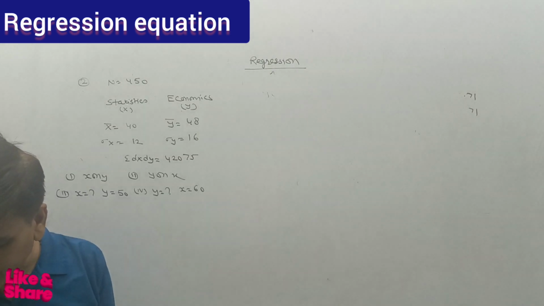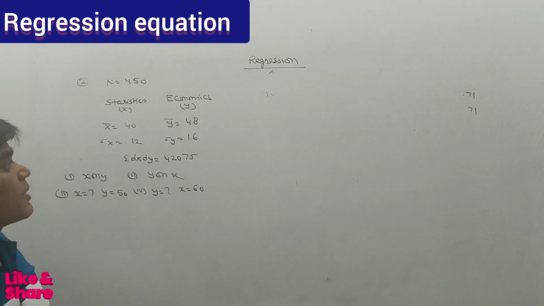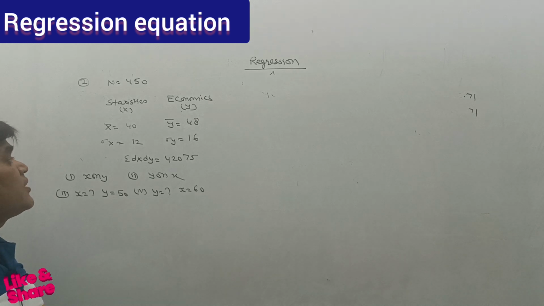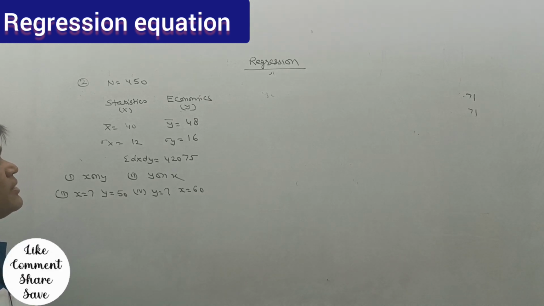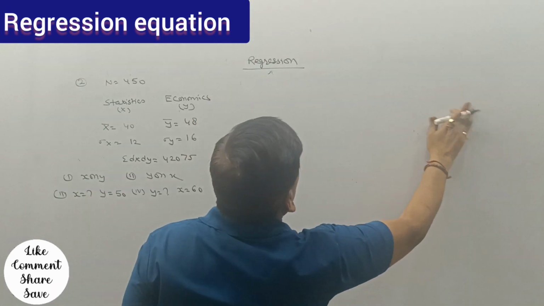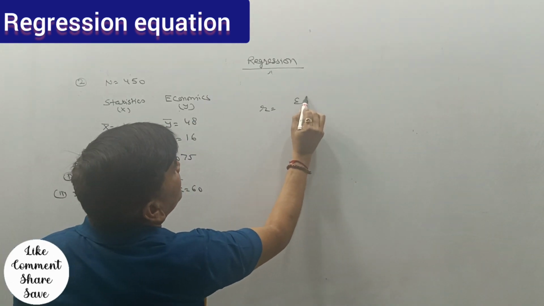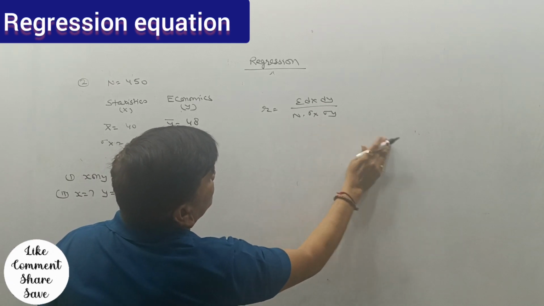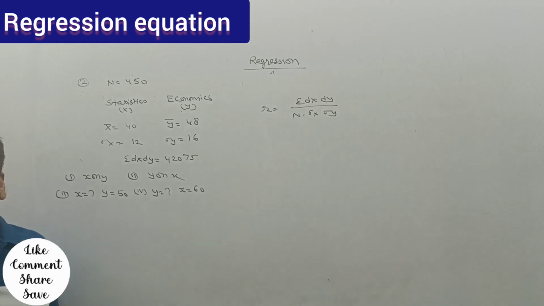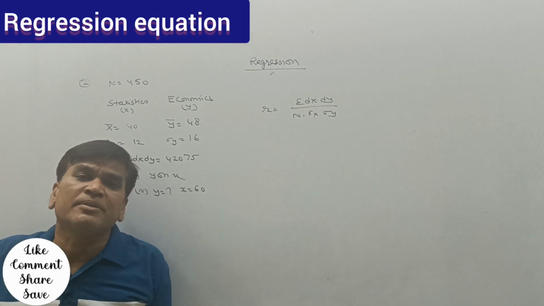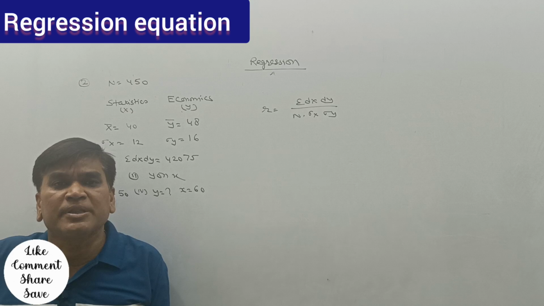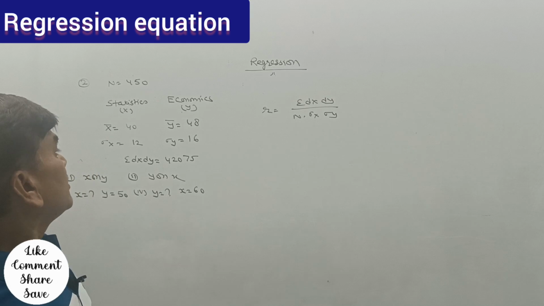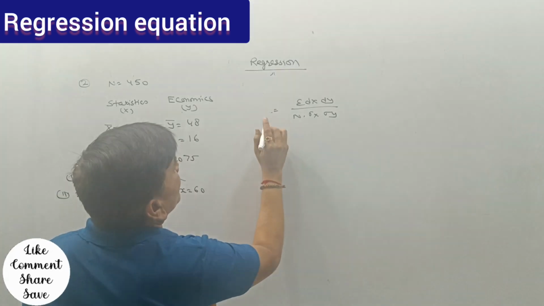Again we have four questions. No problem at all. The very first, x bar is given, y bar is given, standard deviation of x is given, standard deviation of y is given. First we have to calculate the value of r. So the value of r is sigma dx dy upon n multiplied by standard deviation x and standard deviation y. When we went through the correlation chapter, we saw this is the direct method of calculating correlation, that is r is equal to sigma dx dy divided by n standard deviation x multiplied by standard deviation y.